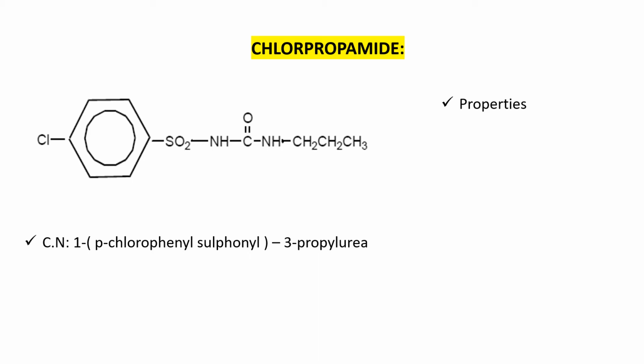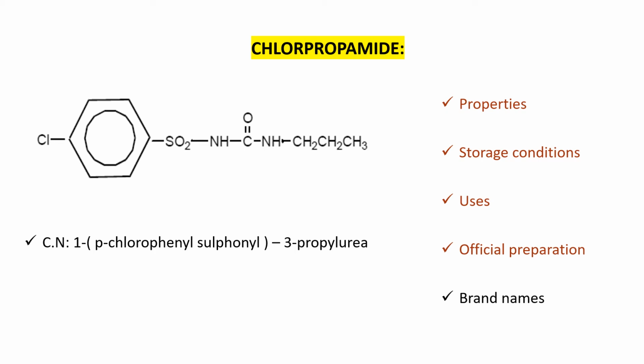Properties: it is white crystalline powder, odorless and tasteless. It is soluble in dilute solution of alkali hydroxides, slightly soluble in alcohol, but practically insoluble in water. Storage: it is a stable compound, therefore stored in well-closed containers. Uses: it is used in treatment of non-insulin dependent diabetes mellitus. Official preparation: chlorpropamide tablet, which is official in your IP and BP.